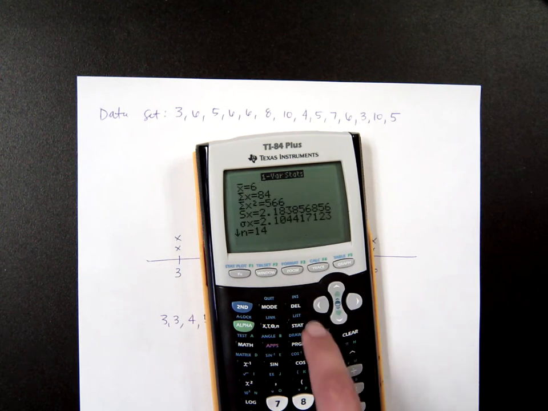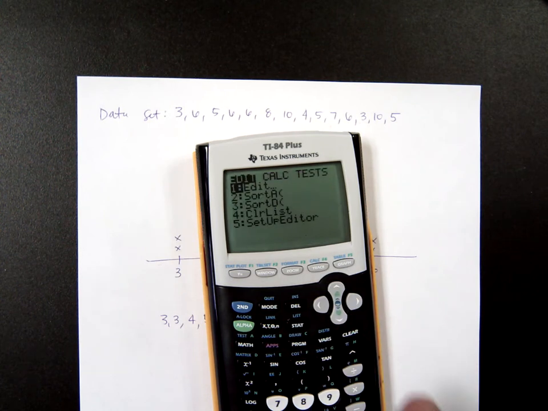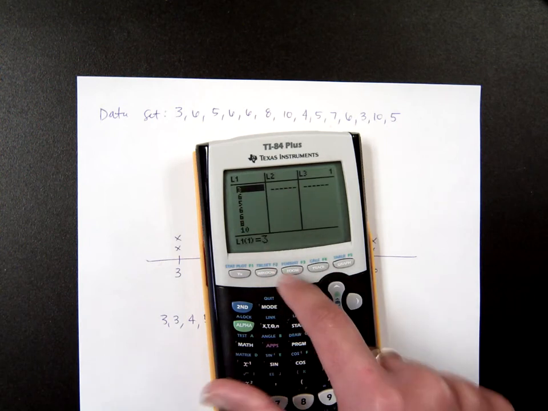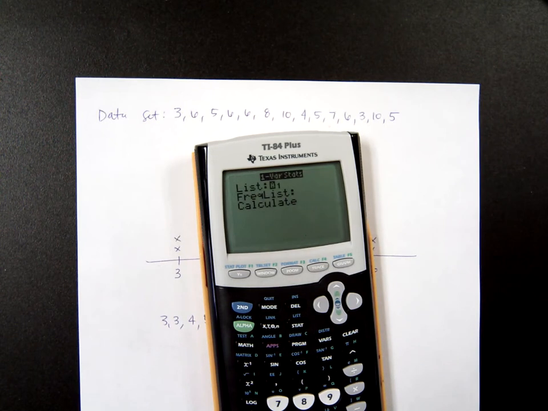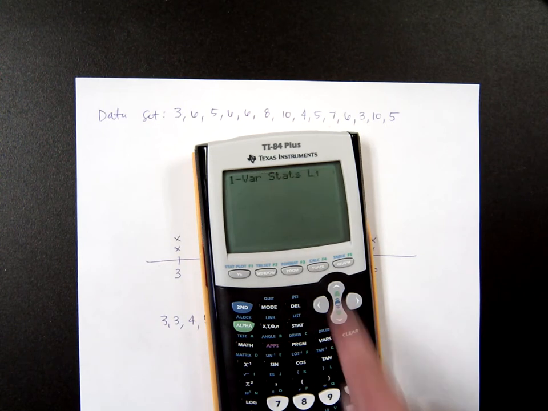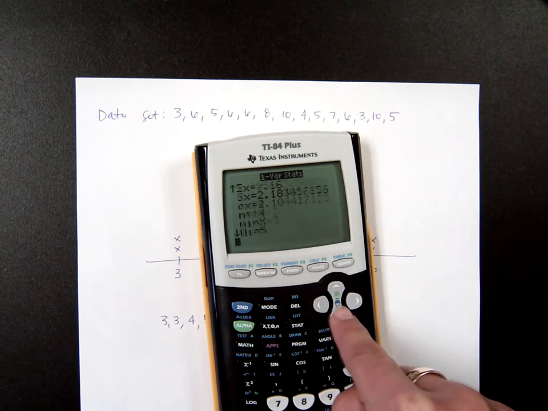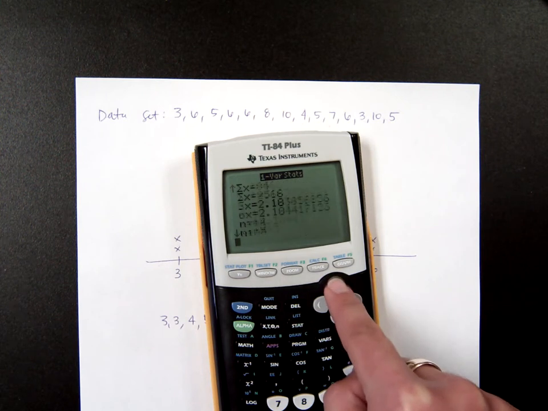Okay, so all you have to do again is go to stat, edit, you put all your numbers in, then you go stat, calc, number 1. Hit enter, and that's where you get all of those different numbers that you could use for your quiz.